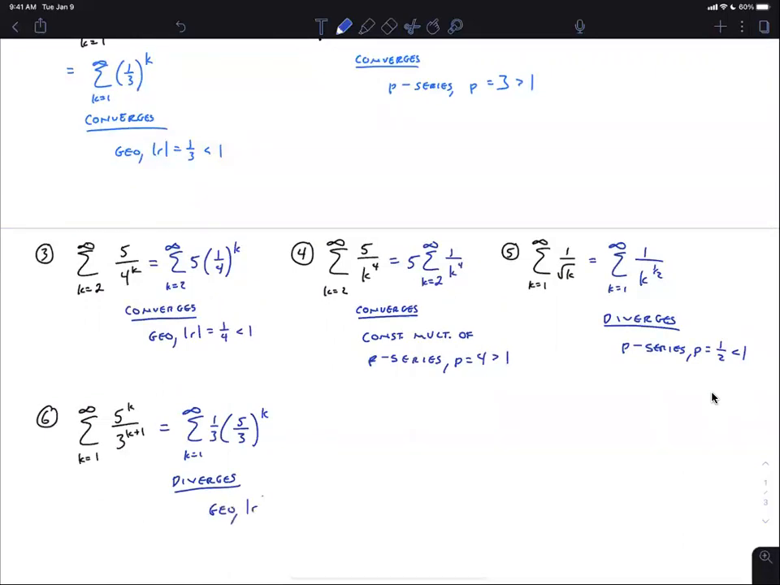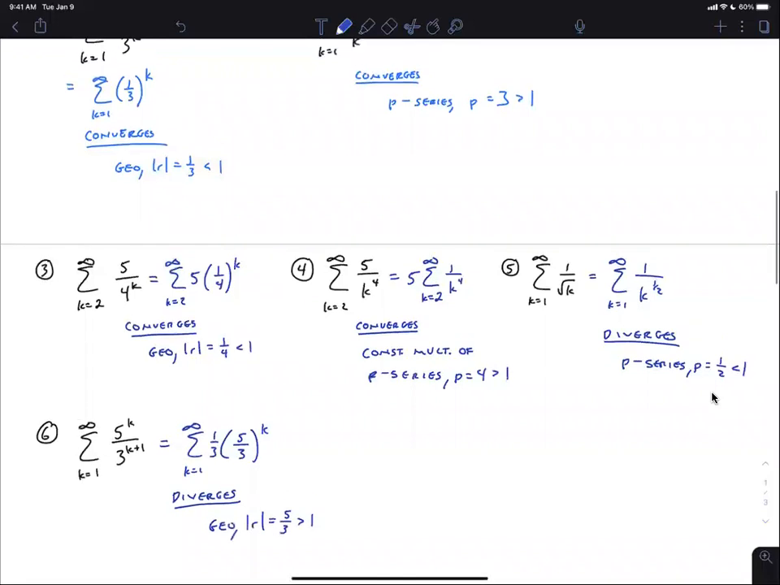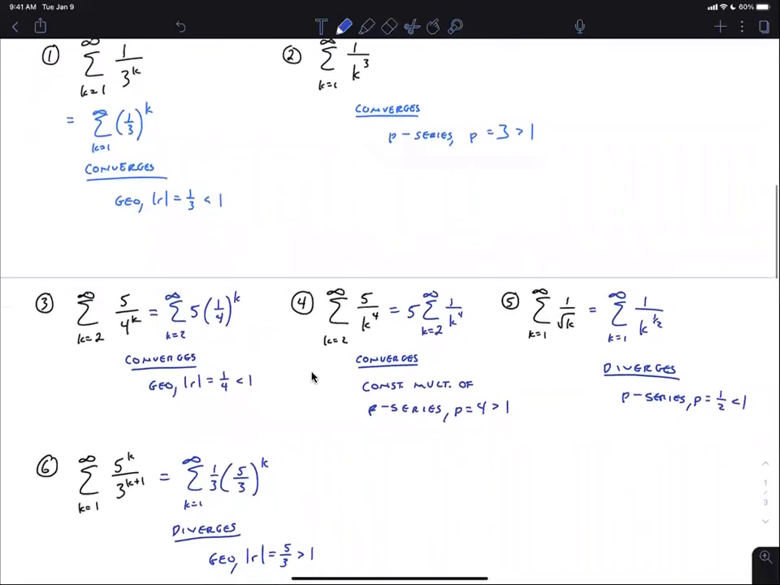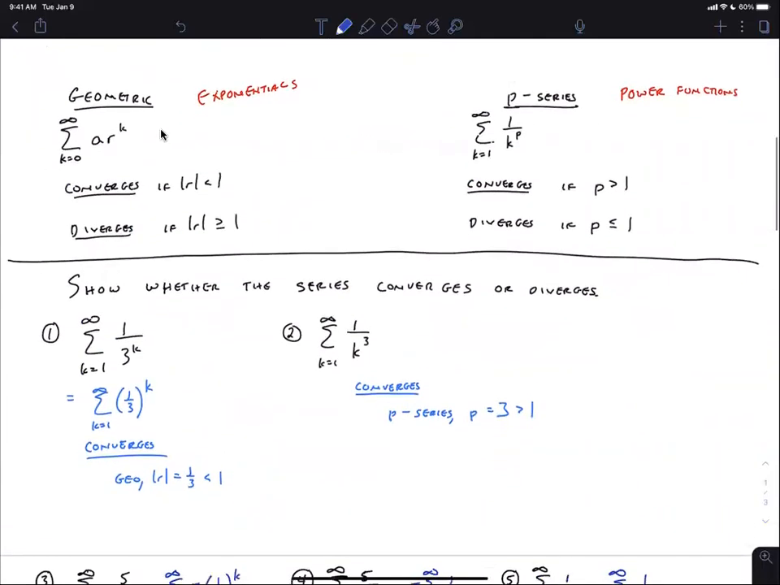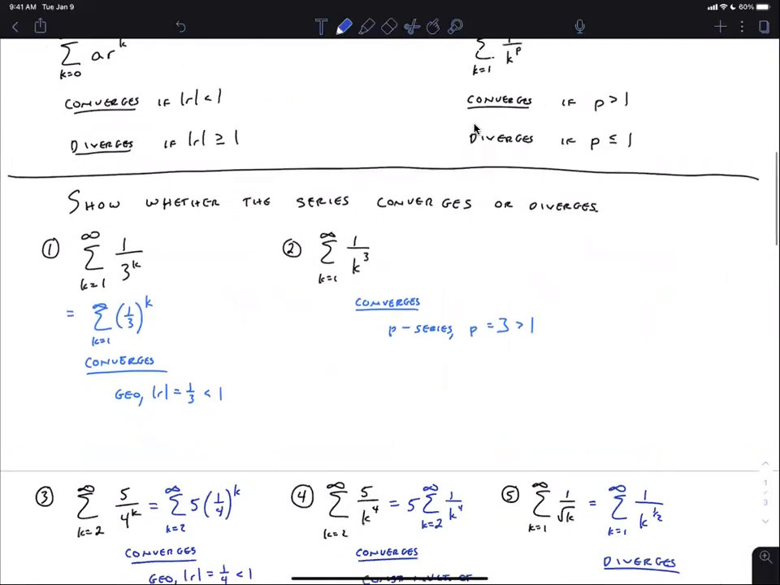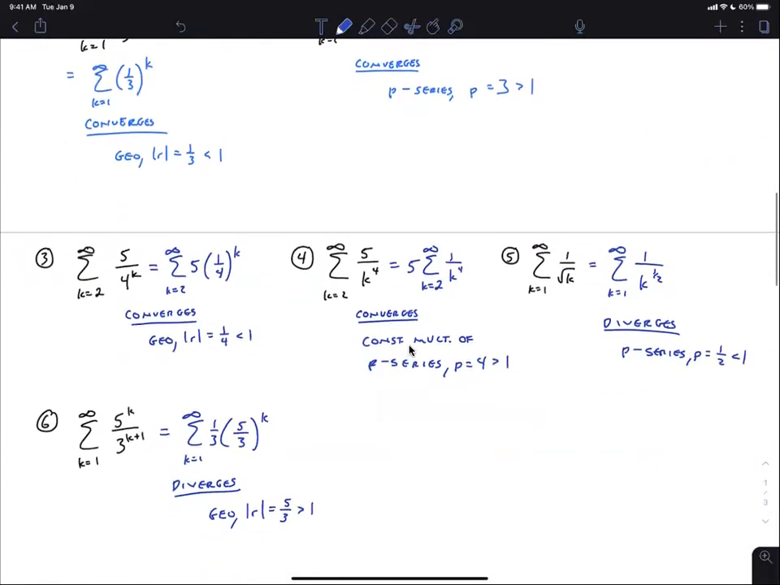The absolute value of r is 5/3, which is bigger than 1, so it diverges. As far as the constant multiple thing, you technically don't need to say that here, because the form we write geometric series in has a constant a in front of it, the p series does not. So to technically match what we've got, we should be saying constant multiple here, but we don't need to here. All right, any questions on those 4?